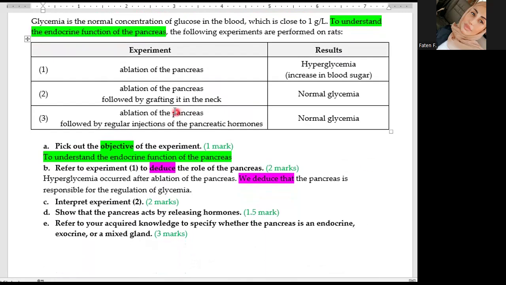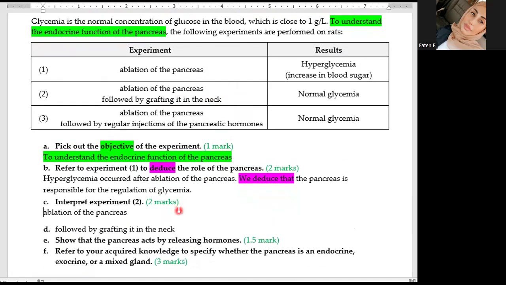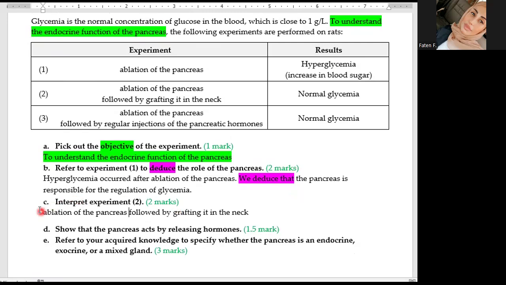Interpret experiment 2. So in experiment 2 we removed also the pancreas, but we grafted it back, and where? In the neck. So right here the variable factor is the placement of the pancreas. The pancreas is supposed to be in the abdomen. So the ablation of the pancreas followed by grafting it in the neck led to normal glycemia. The situation returned to normal even though we didn't transplant the pancreas into its original place, into the abdomen. No, we grafted it in the neck, we changed its place, however it worked.